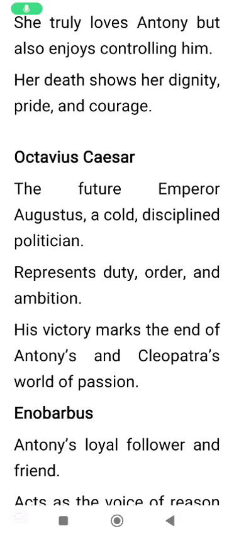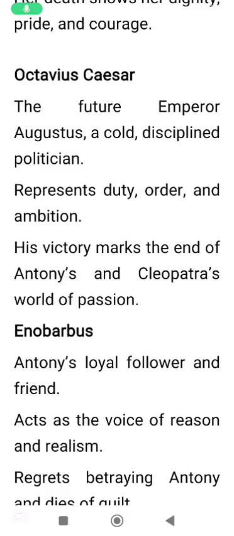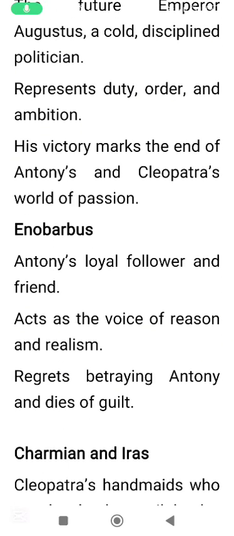Then we also have Octavius, this is Caesar. This is the future emperor. After Antony dies, Octavius becomes the new emperor of Rome. He is Augustus. We have a cold, disciplined politician. He is a politician to the core. He doesn't treat politics with love. So he represents duty, order, and ambition. His victory marks the end of Antony's and Cleopatra's world of passion because he actually conquers them.